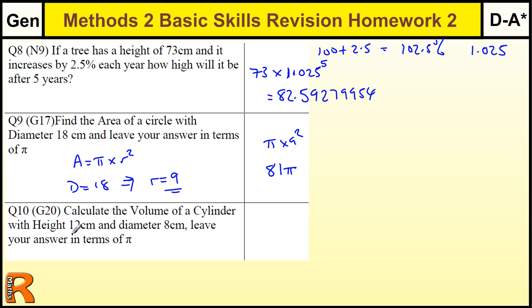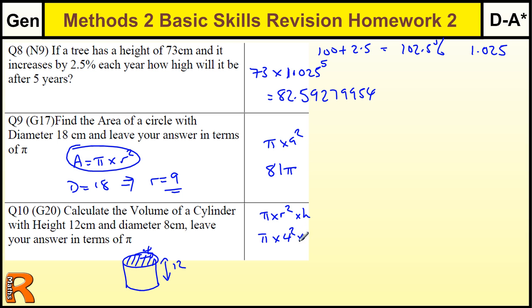Calculate the volume of a cylinder with height 12. So the volume of the cylinder, we're going to use again the area of a circle formula. So if we have a cylinder, we need to work out the area of the end, which is a circle, times by the height. So it works just like a prism, even though it's not quite a prism. So the height is 12, the diameter is 8, so the radius is going to be 4. So we want pi times the radius squared times by the height. So pi times by 4 squared times 12, which is pi times 16 times 12.